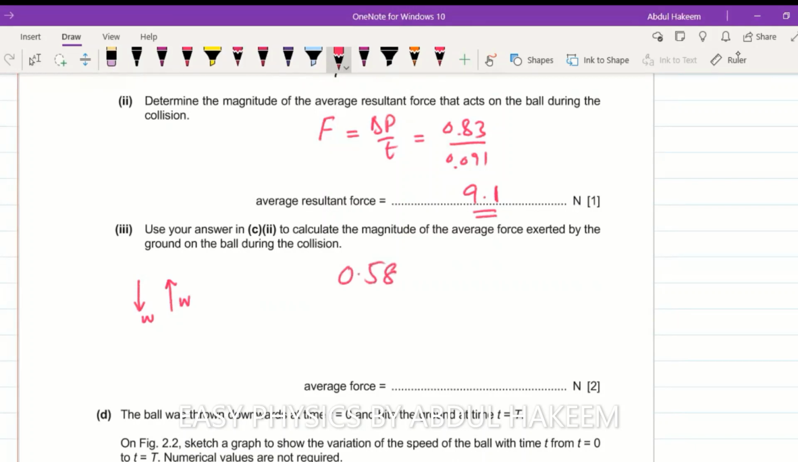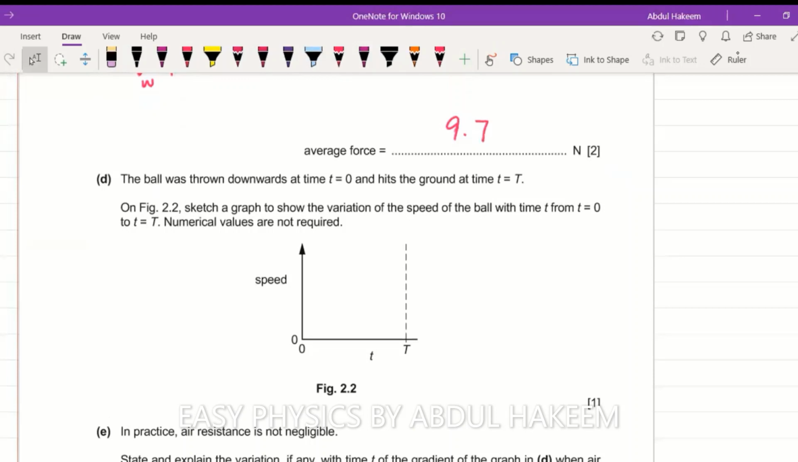0.58. This is the reaction of the weight on the ball, plus the force exerted due to the change of momentum of the ball, because when the ball hits and rebounds, the direction of this force is also upward. So this reaction is upward. This rate of change of momentum force, the resultant force, is also upward. So we have to add both forces. So the answer is approximately, in two significant figures, 9.7.